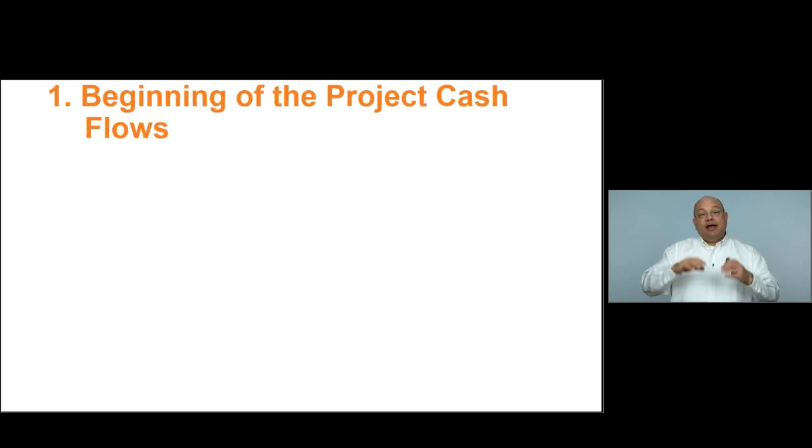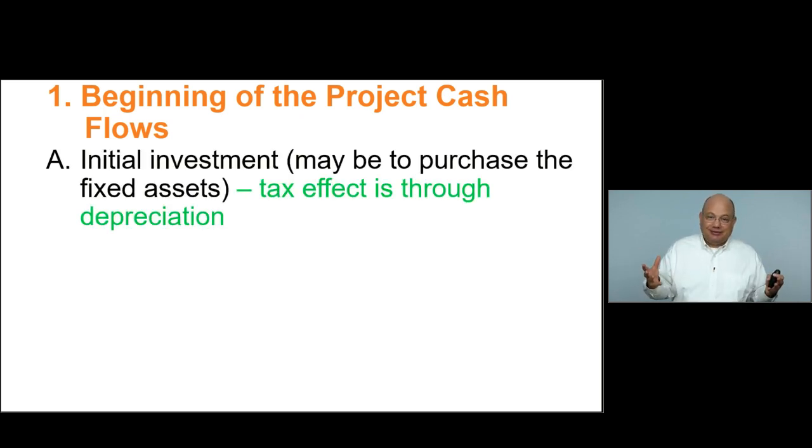But we start with the cash flows at the beginning of the project. What are the cash flows at the beginning of the project? And there are 3 of them that might exist. Not all of them are going to be in every question. But the first is the initial investment. Okay, we have to make an initial investment, and this may be the purchase of the fixed assets. Okay, we're buying equipment for our assembly line. We're buying a factory. We're building something. But there is an initial investment.